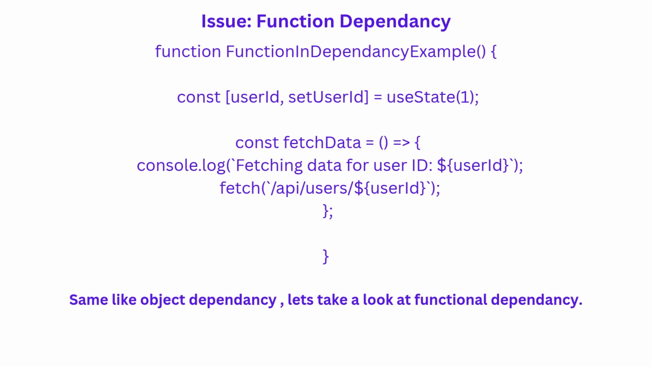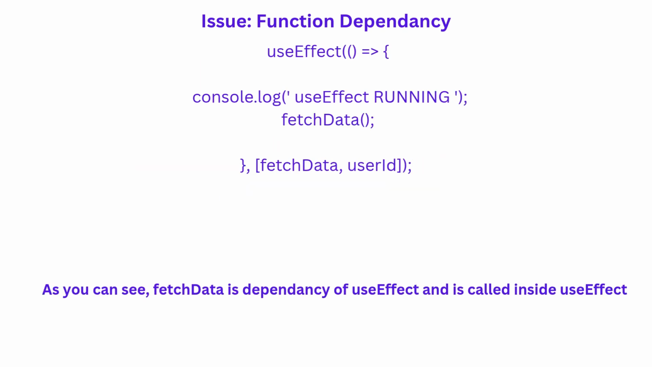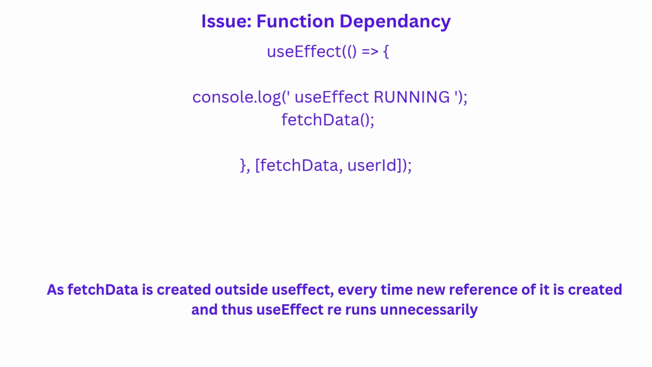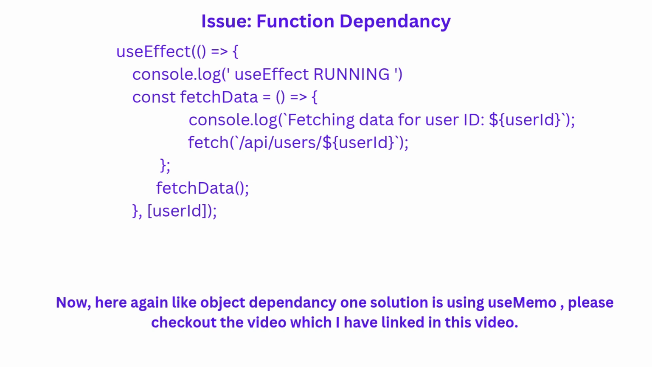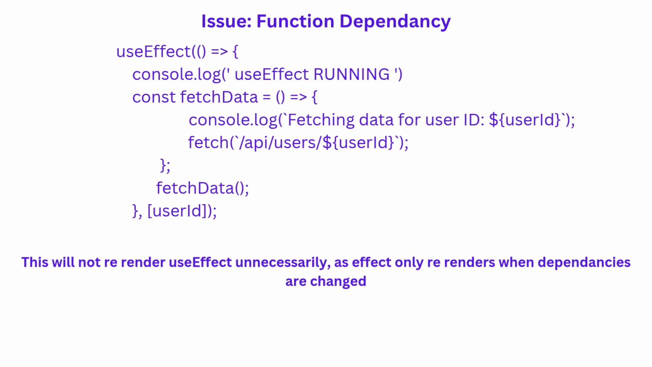Same as object dependency, let's take a look at function dependency. Here the function to fetch API is created outside useEffect. As you can see, fetchData is a dependency of useEffect and is called inside useEffect. This has the same issue as object dependency. As fetchData is created outside useEffect, every time a new reference of it is created and thus useEffect reruns unnecessarily. Now, here again like object dependency, one solution is using useMemo. Please check out the video which I have linked in this video. And another solution is, as shown above, creating the function inside useEffect. This will not rerun useEffect unnecessarily, as the effect only reruns when dependencies are changed.